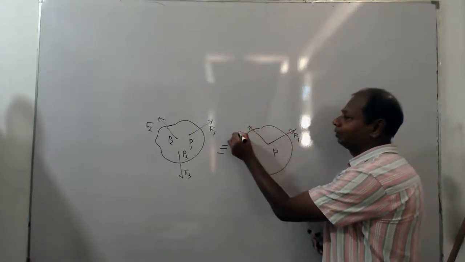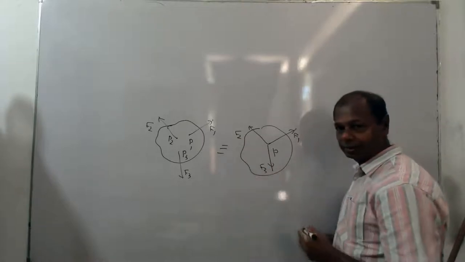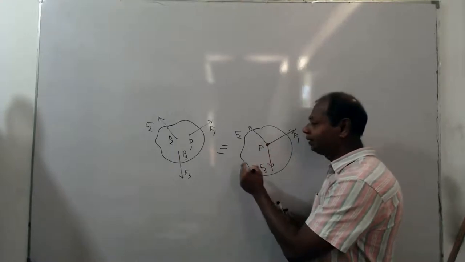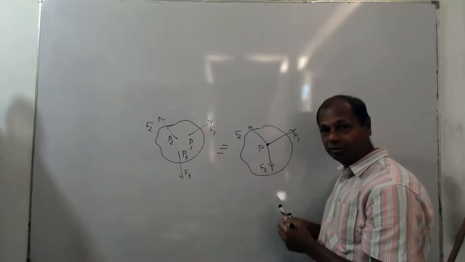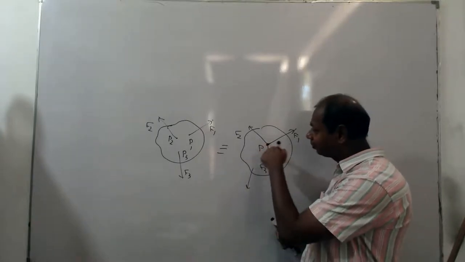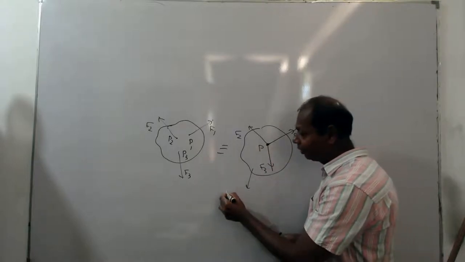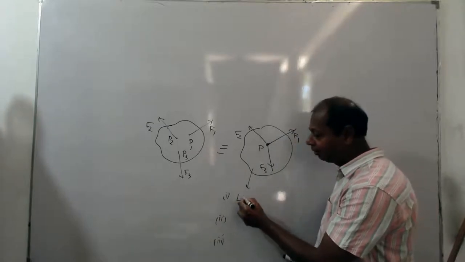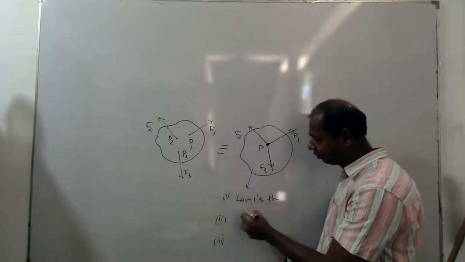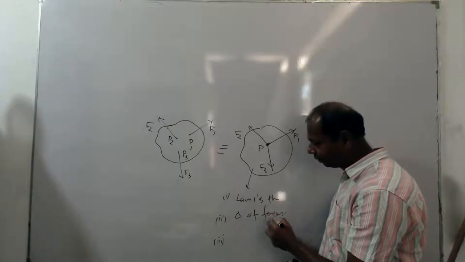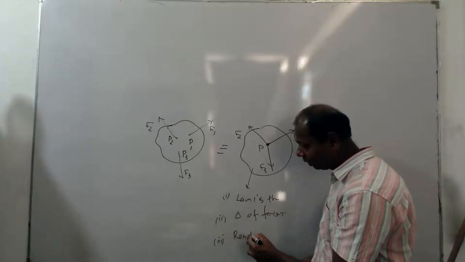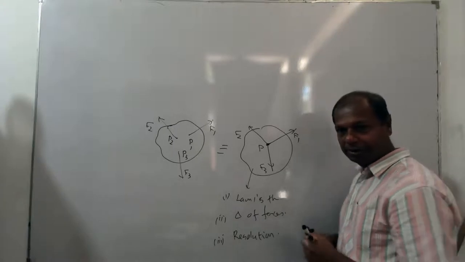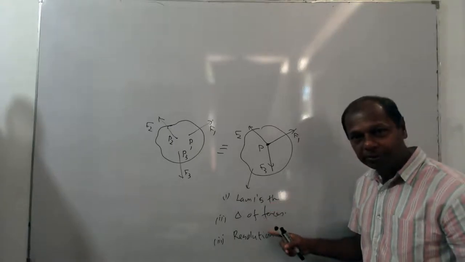Now, after drawing the diagram, so that the forces meet at some point P, we take this as a system of three forces acting on point P. Seeing this, you can decide to apply Lami's theorem, the triangle of forces, or resolution of forces, taking the system as acting on point P.